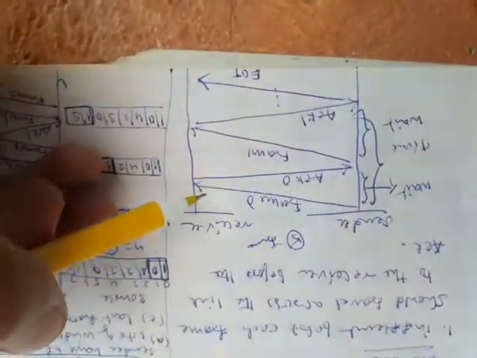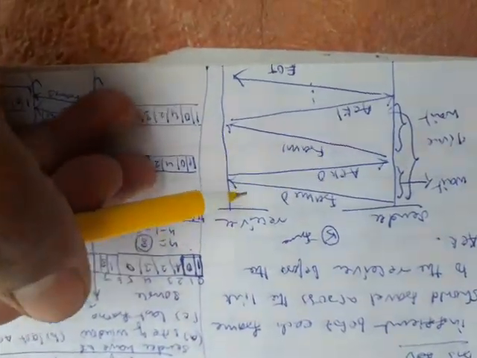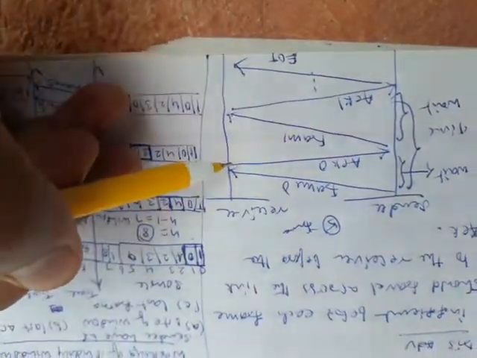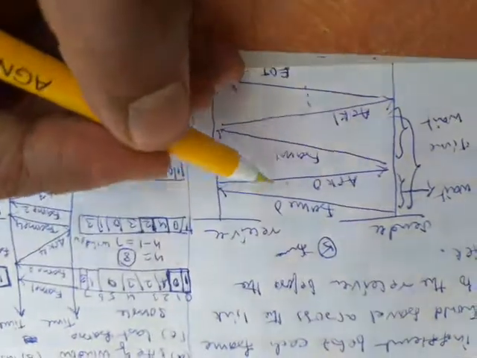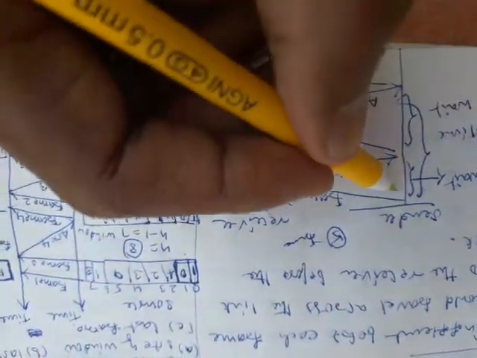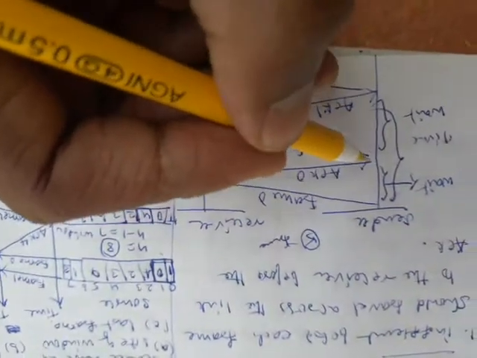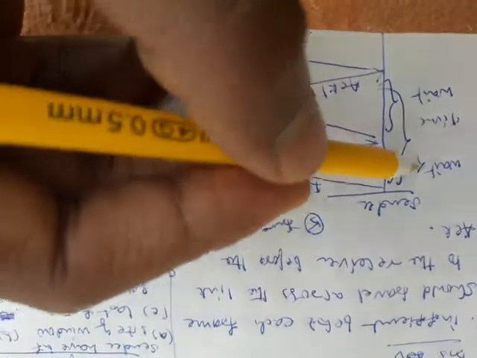The sender sends frame 0 with the sequence number, and the receiver captures the frame and sends the acknowledgement in the sequence order, like frame 0, acknowledgement 0. Between sending the frame and receiving the acknowledgement, there is a time gap. This time gap is called a timeout, and it is represented by the waiting time.